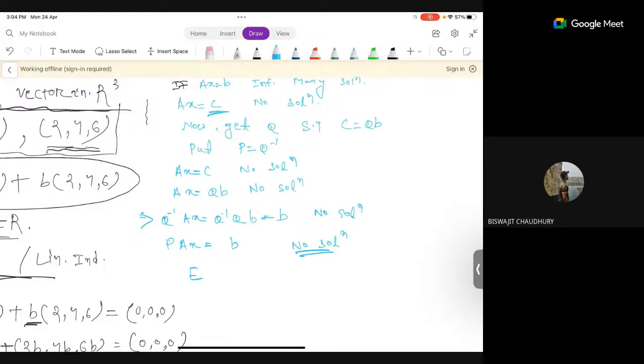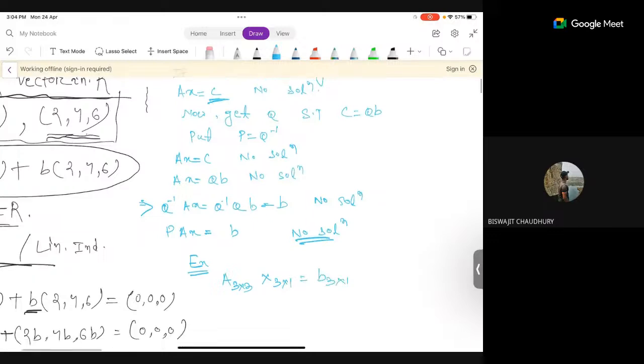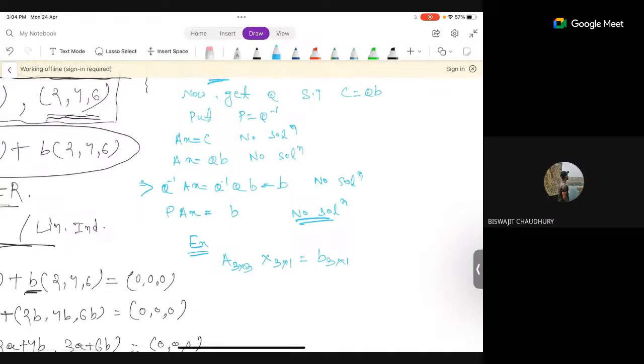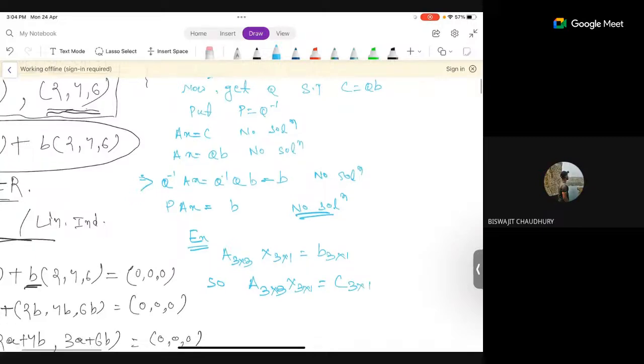Okay. So now think about some example. That is, A is a 3x3 matrix. Obviously, X will be 3x1. What about B? B will be 3x1, right? So A into X, 3x1, is equal to C, 3x1, right? It has no solution.